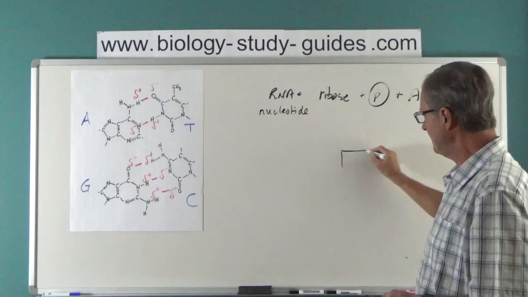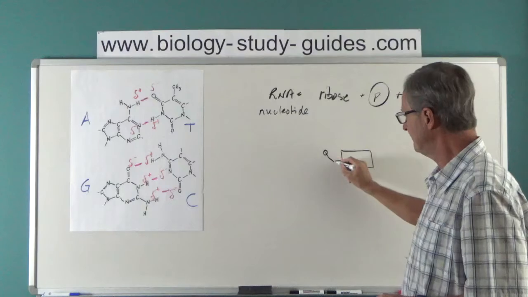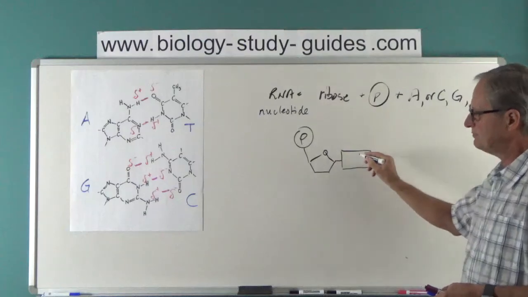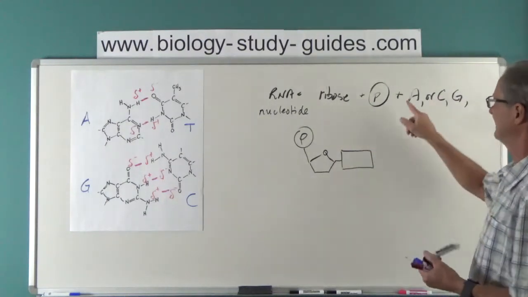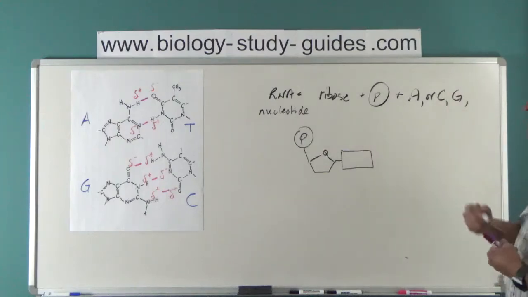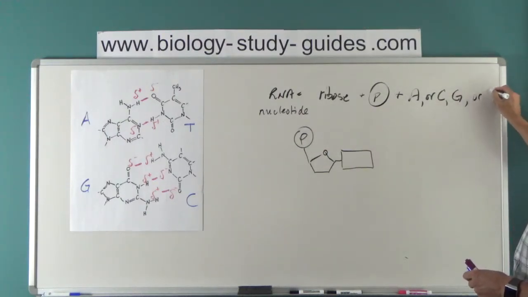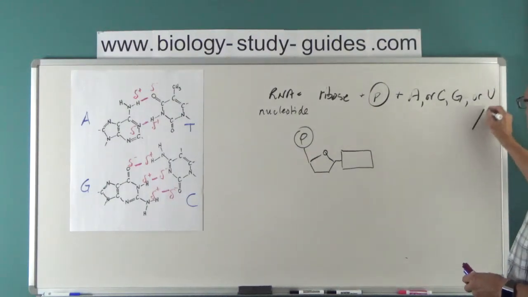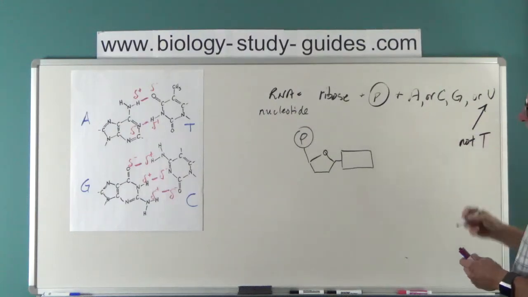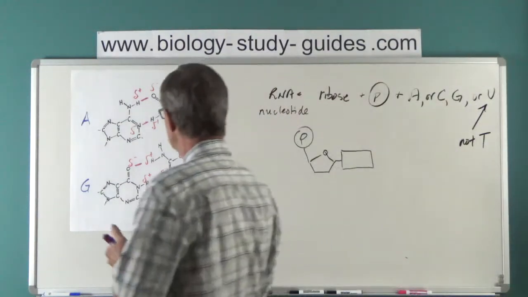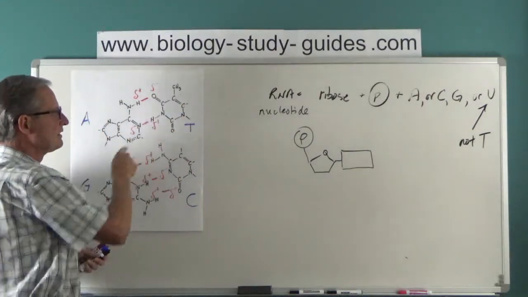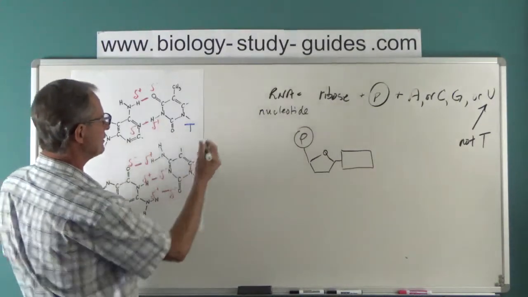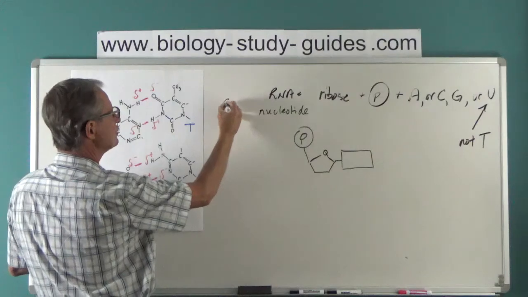is going to be a base, the ribose sugar, the phosphate, but this base is A, C, G, or U. There's no thymine in RNA. This is thymine. Uracil is almost the same. Uracil is almost the same, and I can actually draw it because it's so similar.